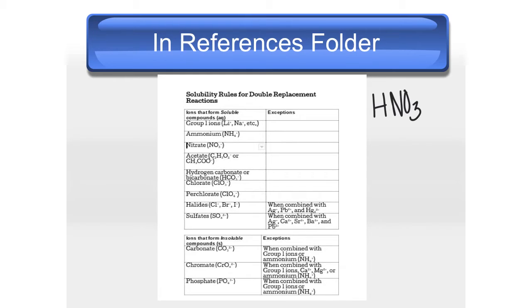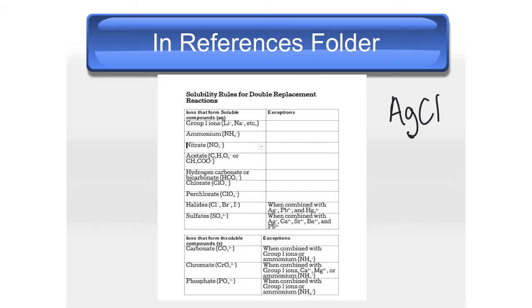So what we're gonna do is figure out where those two ions are on our chart and see whether or not they're AQ or S. So what you do is you look from top to bottom and see if you can find either H or NO3 on there. Look at right here, nitrate, NO3. So that means that when you have a compound that has nitrate in it, it's always going to be AQ because there are no exceptions listed here. So that means our hydrogen nitrate is going to be AQ.